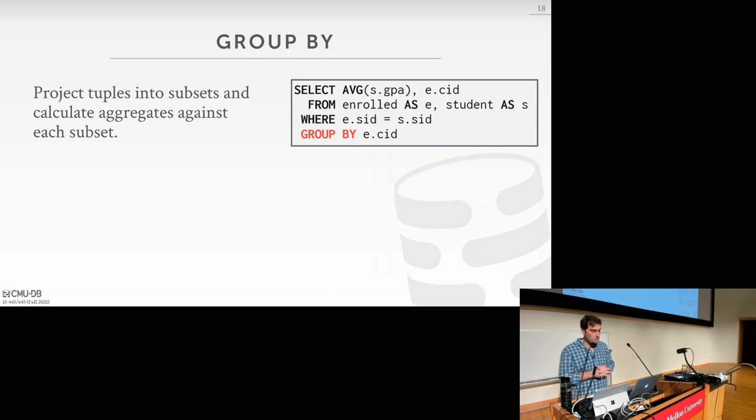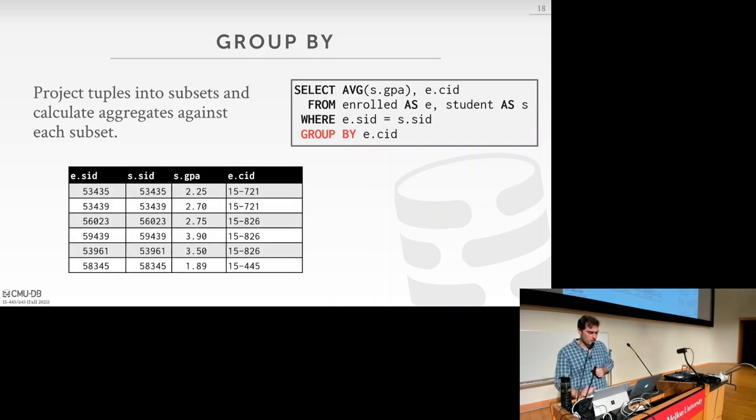So like in the example where we wanted to get the average student GPA per course, what we're going to do is, again, include the course ID in the select part of the query, and then add it to the new group by clause that we have at the bottom.